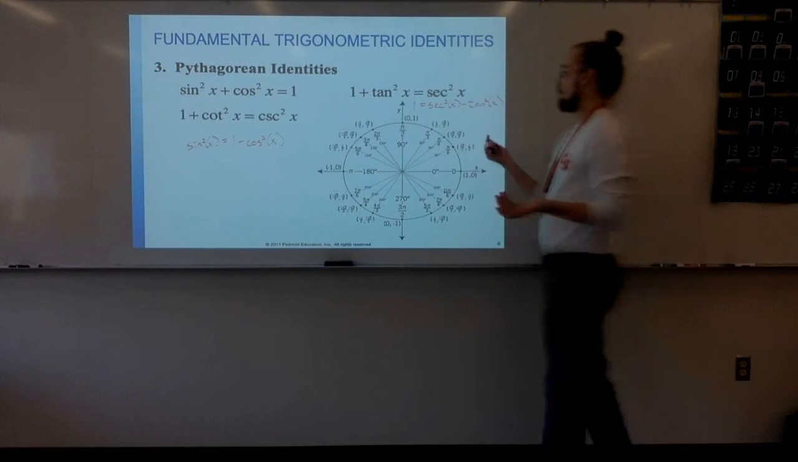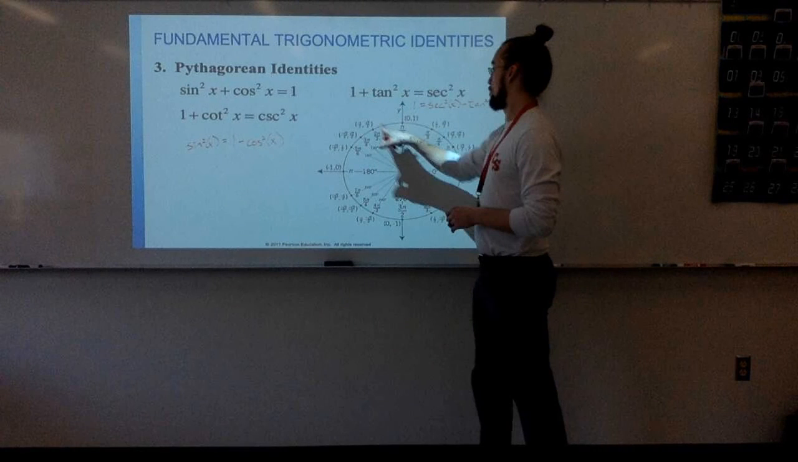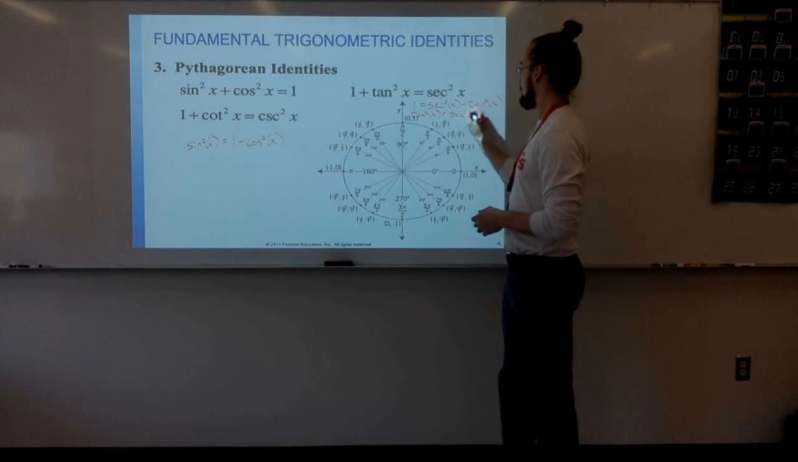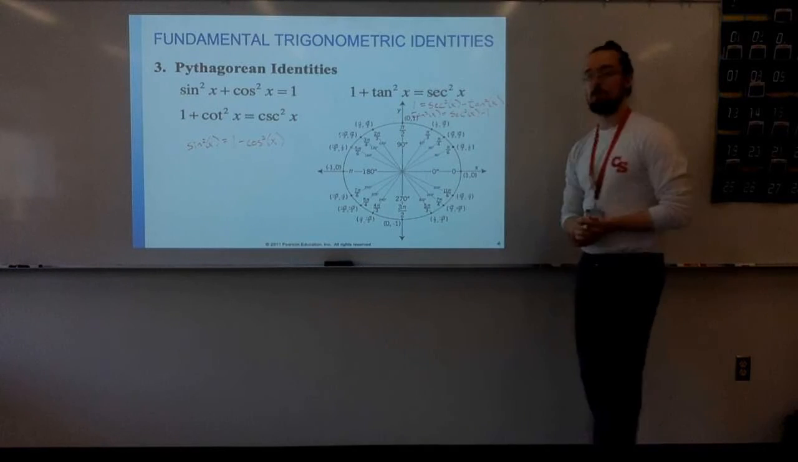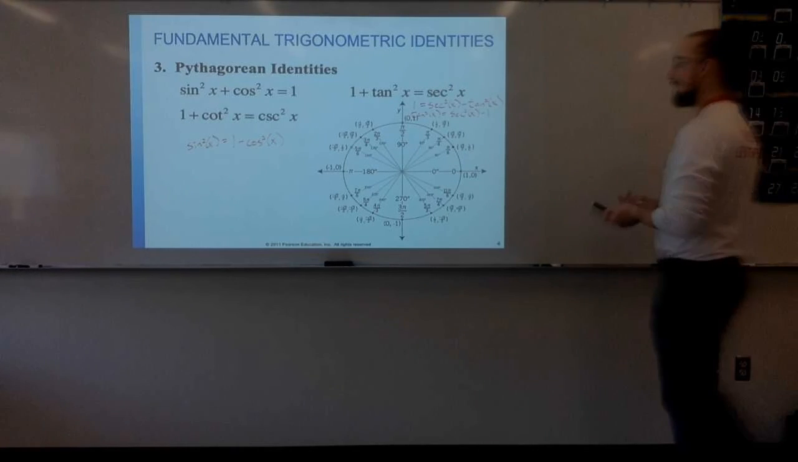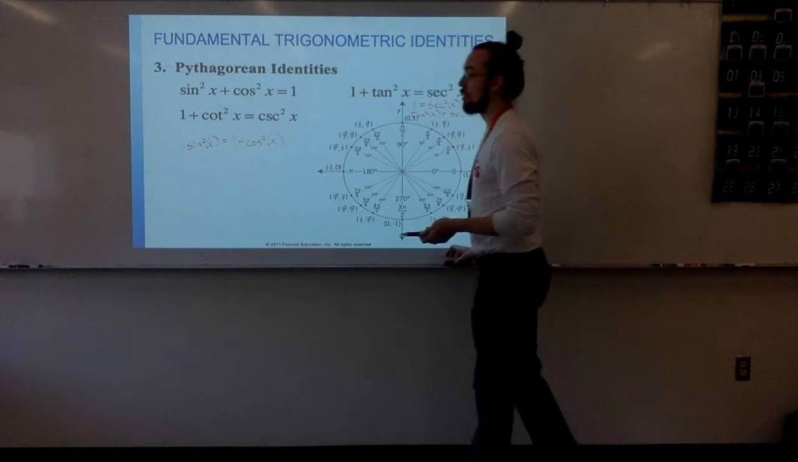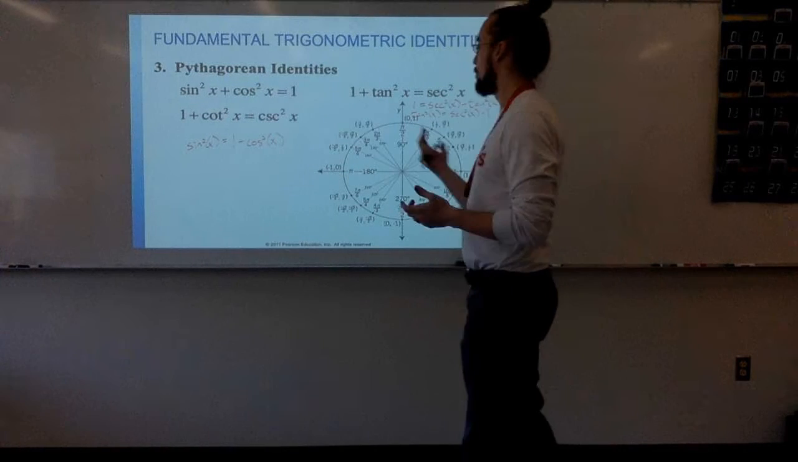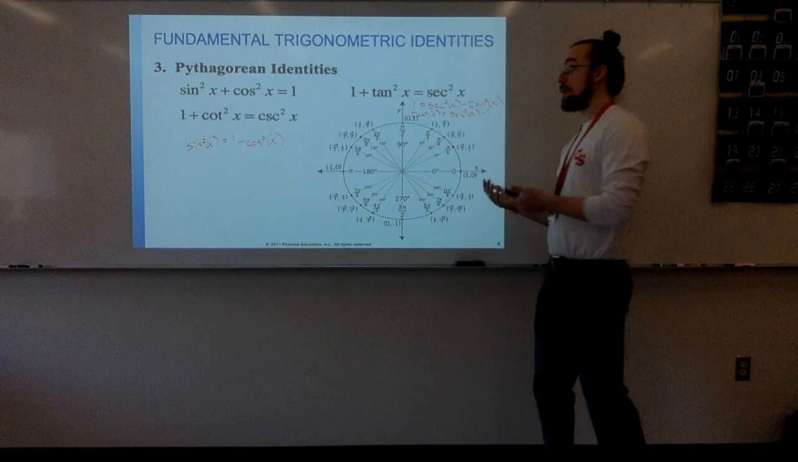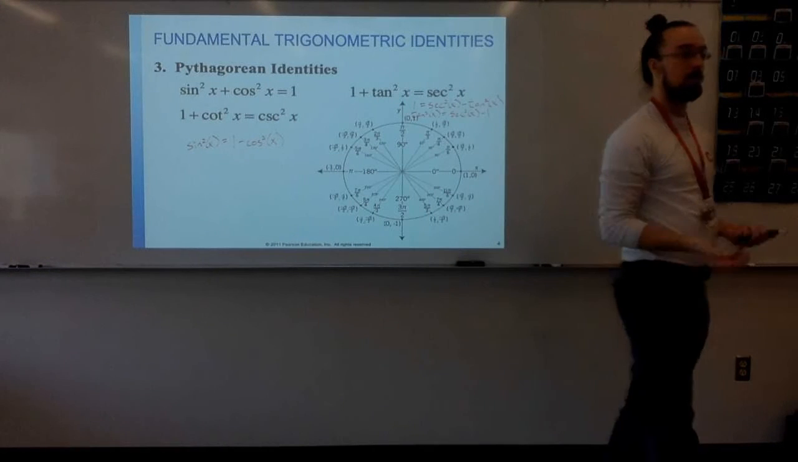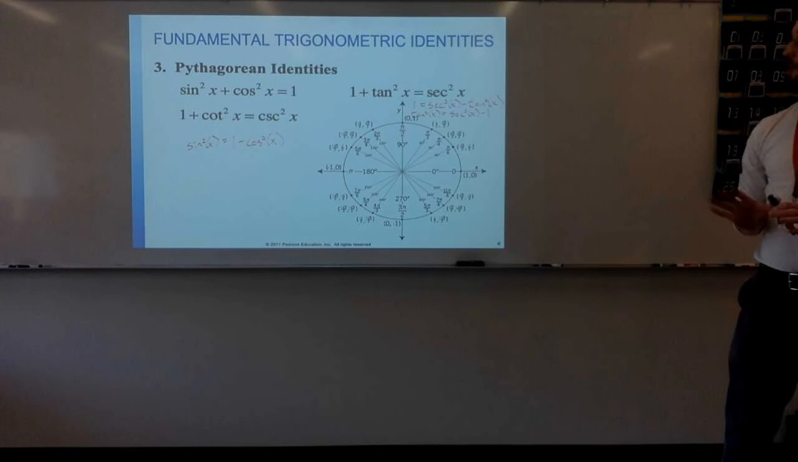I could subtract the 1 over and say tangent squared of x is equal to secant squared of x minus 1. Okay? So what we're going to be doing with these identities, right? We're going to be given an equation and just asked to show that one side of the equation is equal to the other by manipulating and using Pythagorean identities, quotient identities, and reciprocal identities. Right? Questions so far?